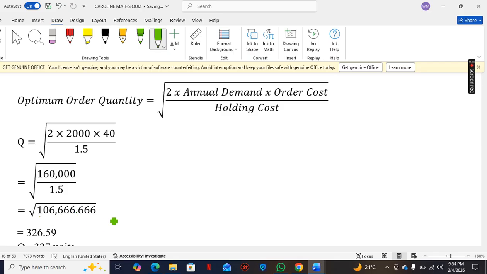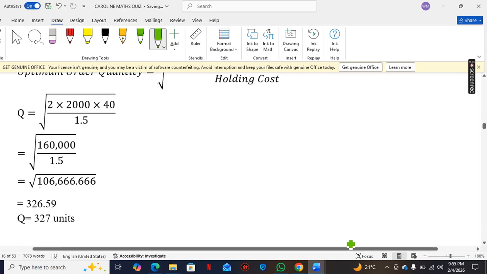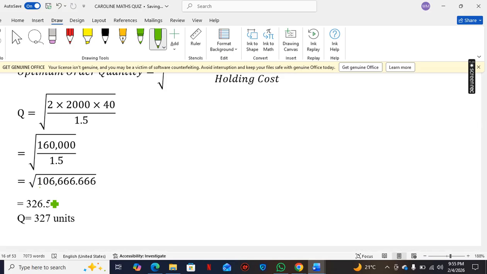You get the square root of this number, which is 326.59 units, which will round off to 327. So this is telling us every time we need to place an order of material, order 327 units at a time. That way you'll be minimizing your holding and your order costs. Any questions?